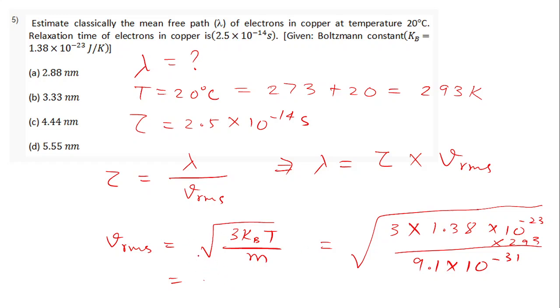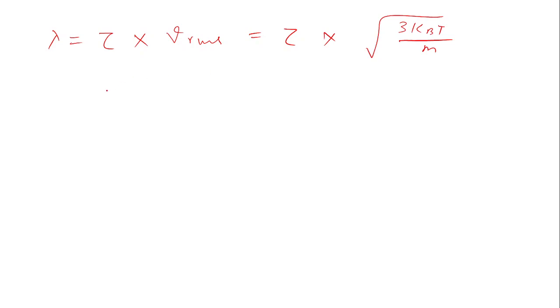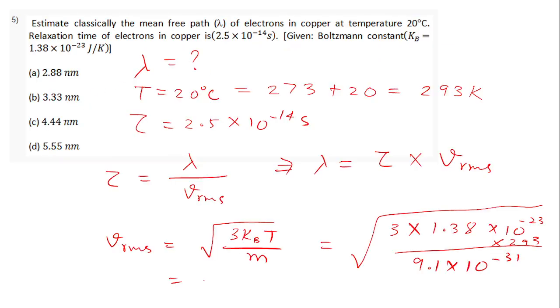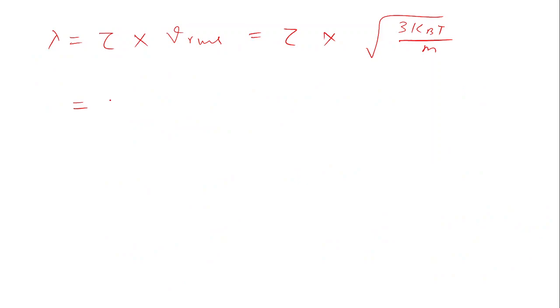Instead of calculating here, let's directly put it in the formula for lambda. As you know, lambda is relaxation time multiplied by VRMS, and VRMS we just now calculated, the square root of 3kBT by m. So this will be relaxation time value 2.5 times 10 to the power minus 14 multiplied by this whole expression, 3 times 1.38.